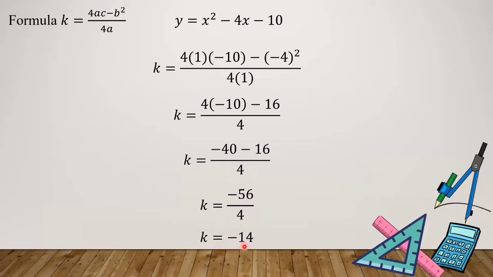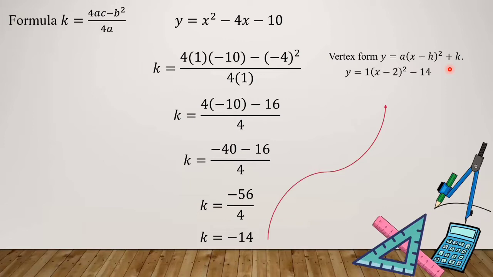So, since our goal is to transform it into vertex form, which is y is equal to a multiplied by x minus h squared plus k, isa-substitute lang natin yung nakuha nating value ng h and k. It will become y is equal to yung value ng a natin, which is 1, then x minus 2 squared minus 14. Or we can also write it as y is equal to x minus 2 squared minus 14.